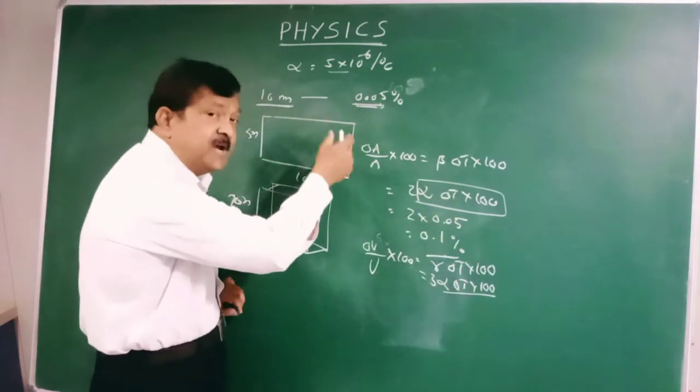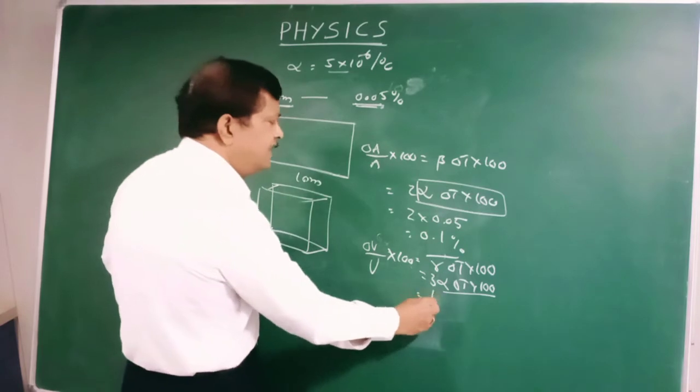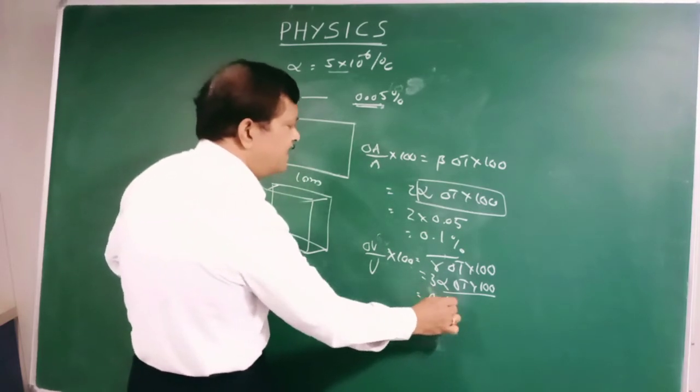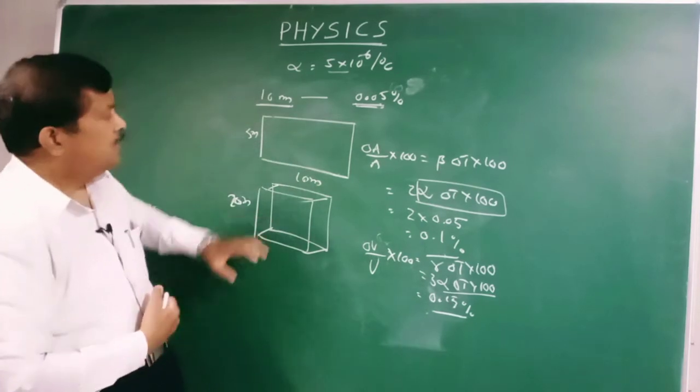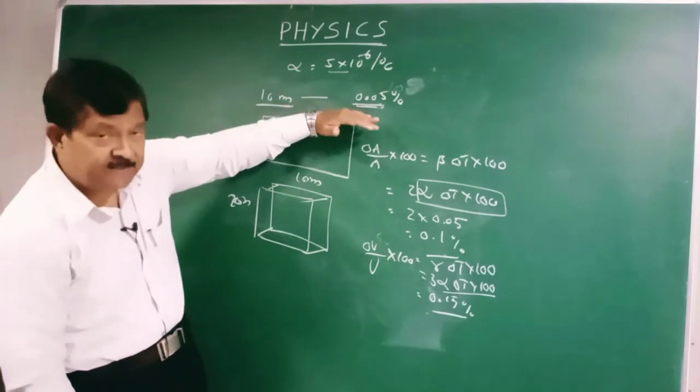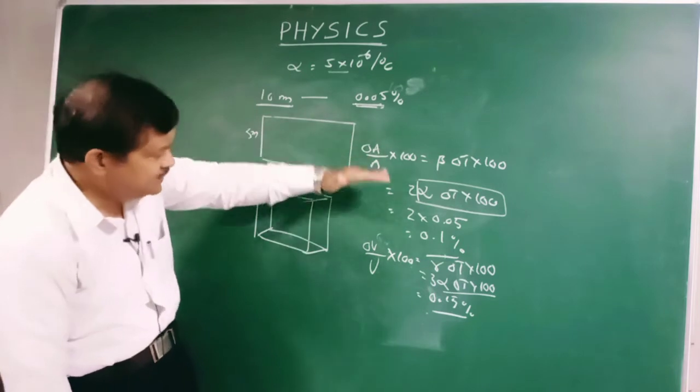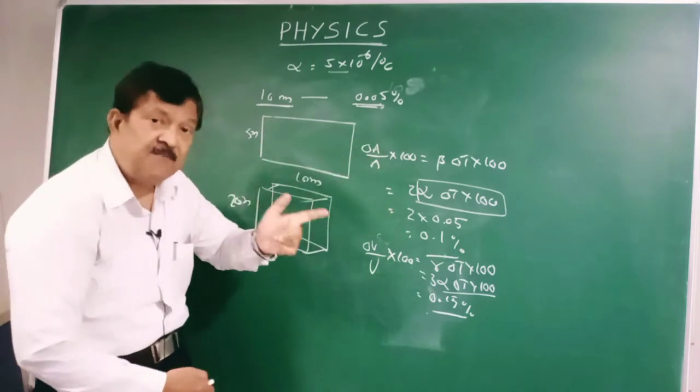It is the percentage change in the length. Multiply with 3, it becomes 0.15%. Directly you will get the result. So if the percentage change in length is given, directly the percentage change in area is irrespective of dimensions.